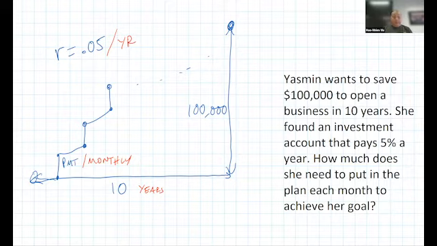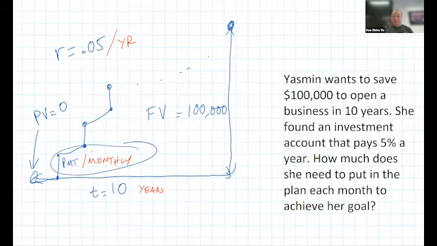What information do we have? We have the interest rate. We have this $100,000, which is something far in the future. So that's the future value. The time is 10 years, and the number of periods will be 10 times 12 because each period is 1 month. And the present value, the money in her account now, is 0.